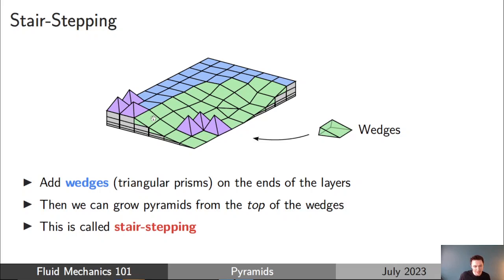And we can slot wedges in on the ends of those exposed inflation layers. And what that then allows us to do is, rather than growing pyramids from the ends of the inflation layers, we can grow pyramids from the top face of the wedge, as you can see here. And the top face of the wedge is actually a pretty good square face, so we can grow a really good quality pyramid from the end of that wedge, as you see there. And this process of gradually covering up the ends of those exposed inflation layers is called stair-stepping, and it's a really good way to avoid us putting pyramids on the ends of the layers.